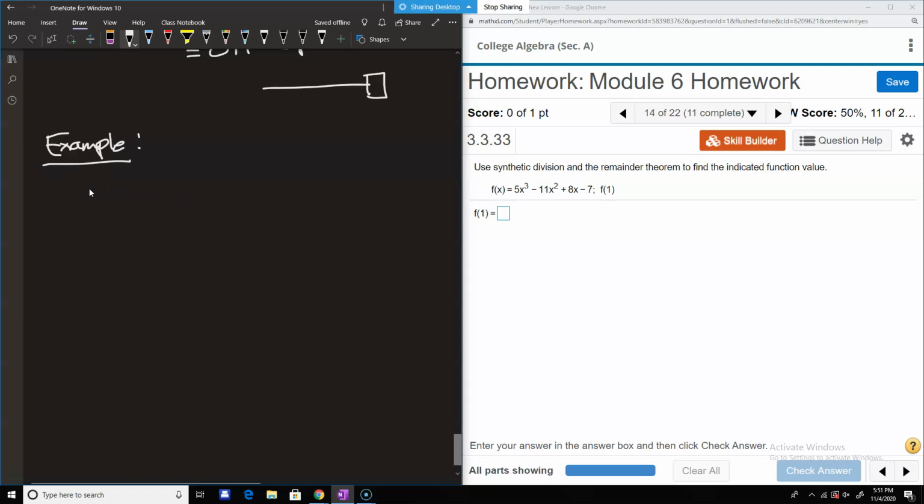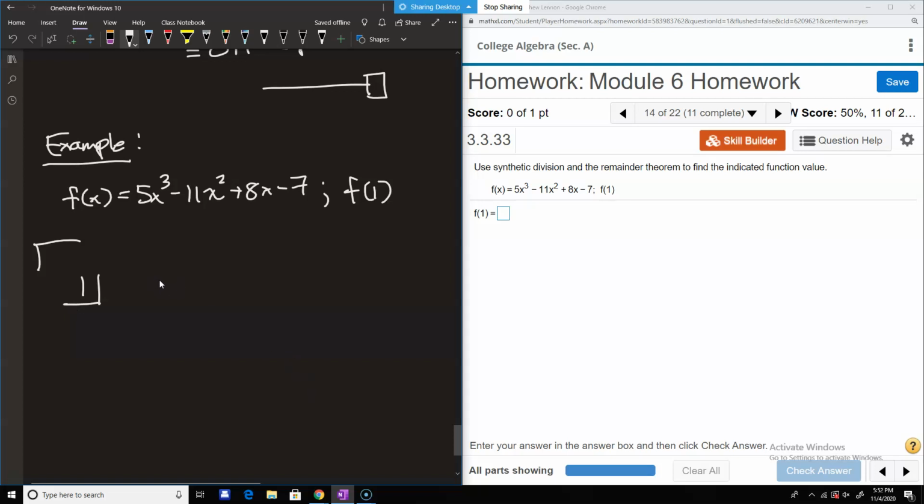So if you have this example, we have f of x is 5x cubed minus 11x squared plus 8x minus 7, and we want to compute f of 1. That's all we need to do is do the synthetic division with 1 in the corner. Note that 1 corresponds to the zero of x minus 1, or the factor x minus 1. So we don't have to change the sign there when they phrase the problem this way.